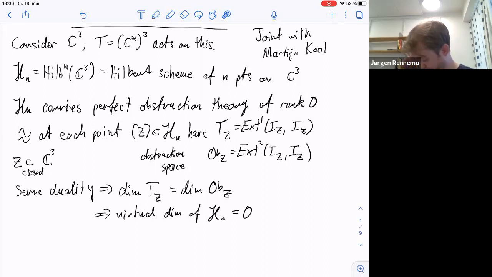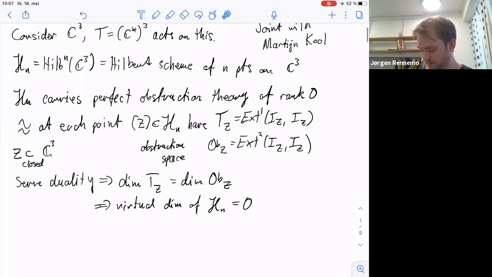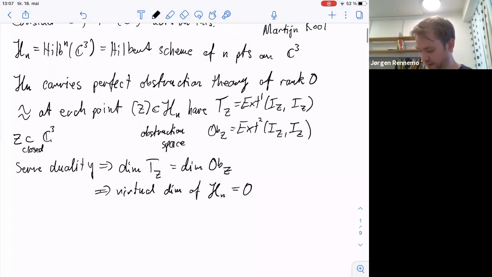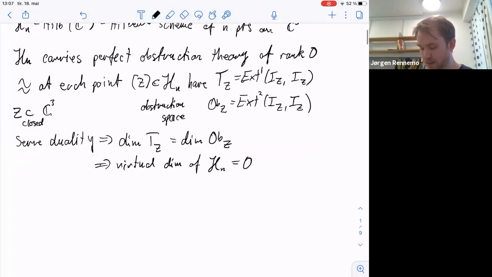Naively, or not so naively, the tangent space parameterizes the infinitesimal deformations of Z, and the obstruction space, or rather the dual of the obstruction space, parameterizes somehow the potential set of equations one imposes. So since the set of deformation directions has the same dimension as the set of equations, one expects the dimension to be 0 in some sense. But all of this can be made precise.